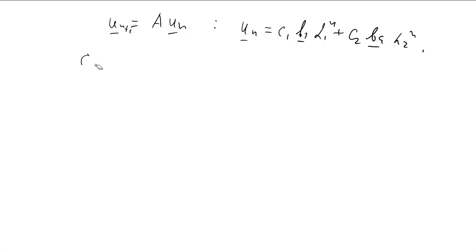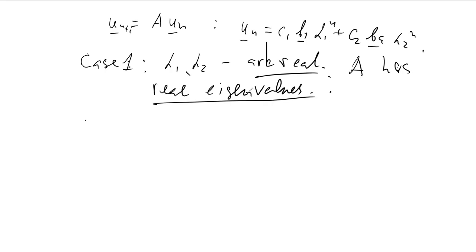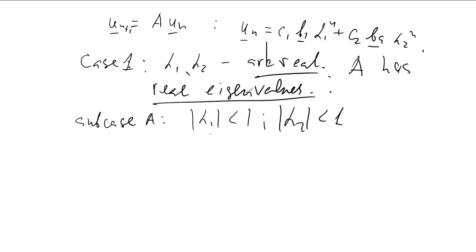So first case, we will consider lambda 1 and lambda 2 are real. So A has real eigenvalues. This is case 1. And in this case 1, we will consider subcases. Subcase A: lambda 1 by absolute value less than 1, and lambda 2 by absolute value less than 1.